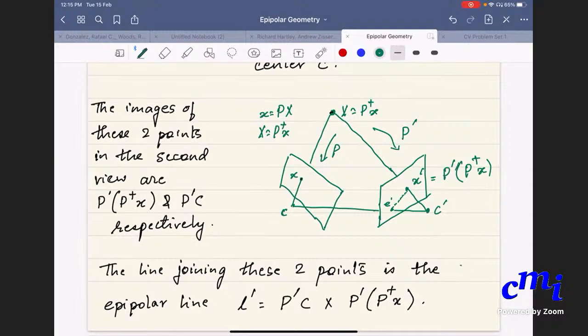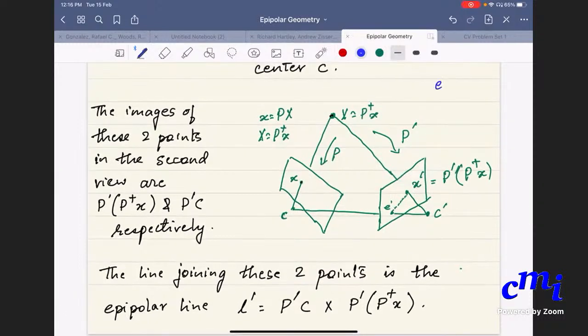So L prime is going to be P prime P plus x cross E prime. But what is E prime? E prime is the projection of this camera center C through the second camera. The projection of any point through the second camera is given by P prime applied to that point, so the epipole E prime is P prime C. This is true in general: E prime will be P prime applied to the first camera center, and E will be P applied to the second camera center, because the reverse relation is also true.